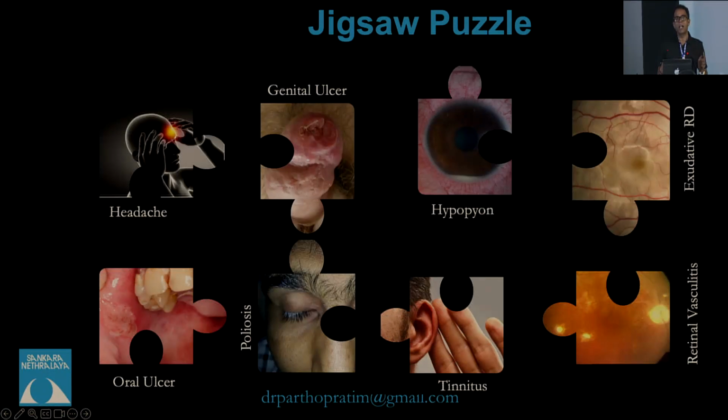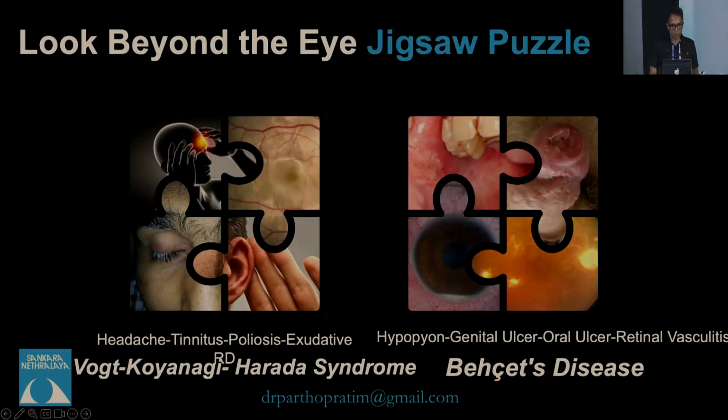So I'll finish with this slide. Any postgraduate, can you decode here? I am just showing you a jigsaw puzzle with two clinical entities. Can you tell me the two diseases? Yes, louder. Vogt-Koyanagi-Harada, correct. Another? Behçet. So you correctly diagnosed it as Vogt-Koyanagi-Harada and Behçet's, right?